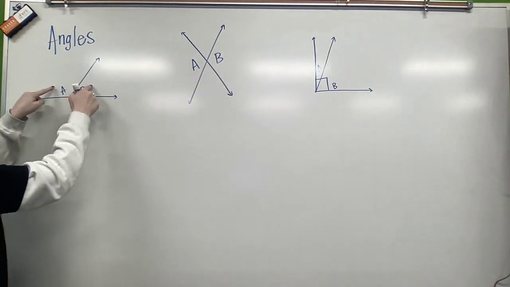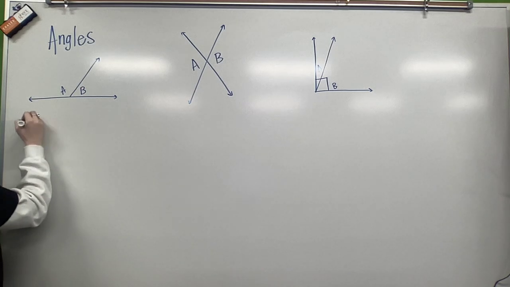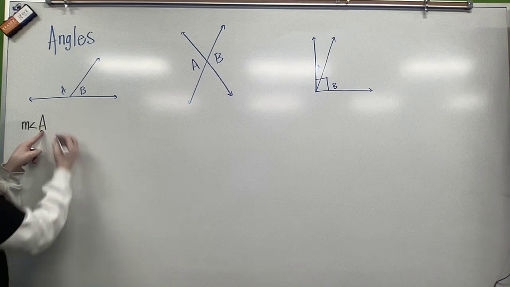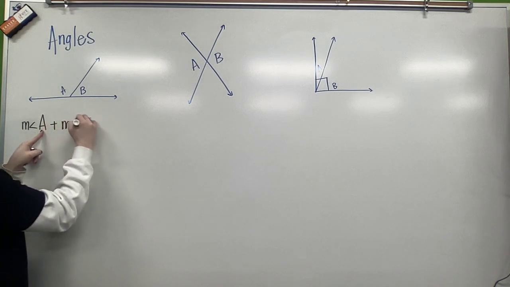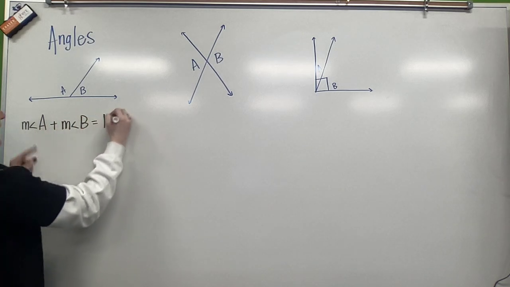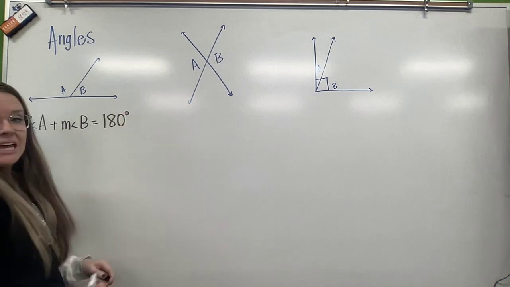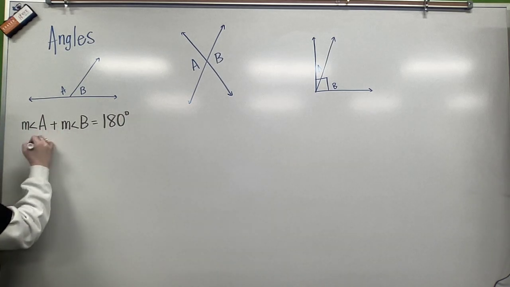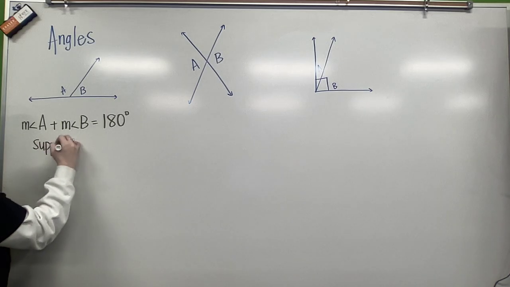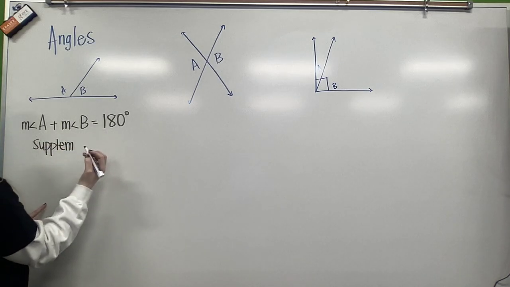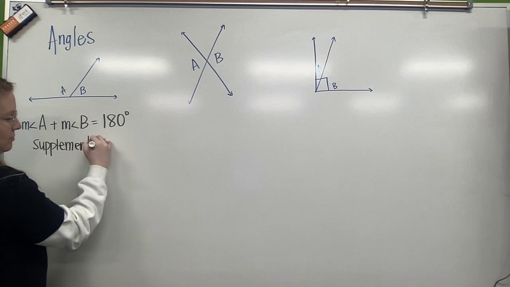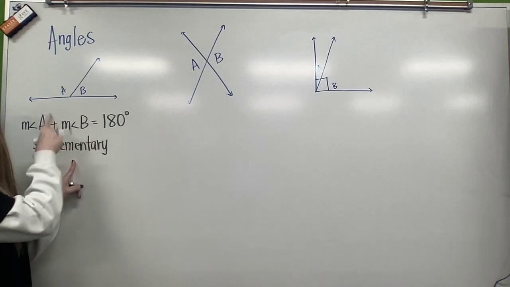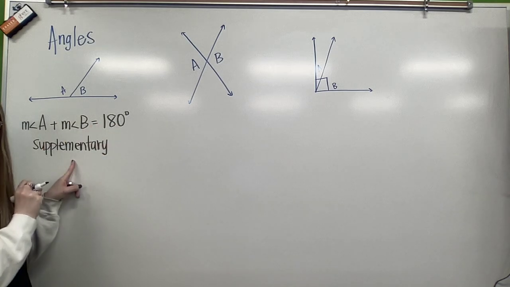So what I'm going to say here is I'm going to take the measure of angle A plus the measure of angle B, and I add them together, and I'm going to get 180 degrees. They equal 180 degrees, so that means these two angles are supplementary. I can spell that, it's a big word. Supplementary means they add up to 180 degrees.